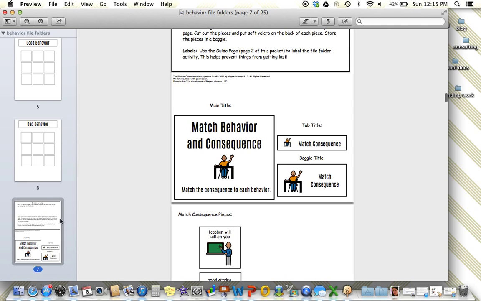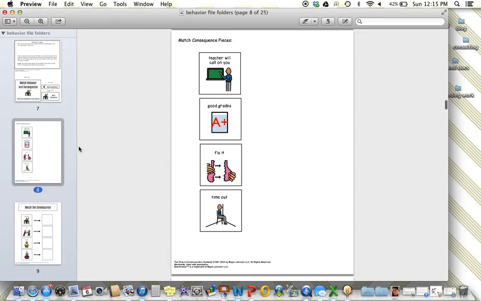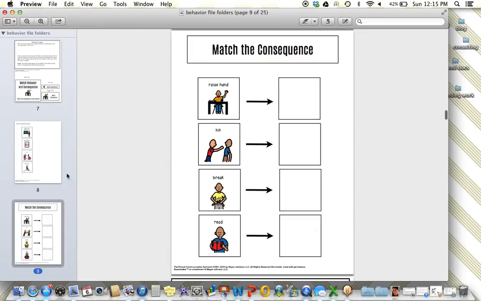Next is matching the behavior with the consequence. So there's 4 different behaviors, and then you have to match the coordinating consequence. So if you raise your hand, what will happen versus if you hit. So again, just that practice of matching the consequence with the behavior outside of when the behavior is occurring is so effective because your kid is able to attend.